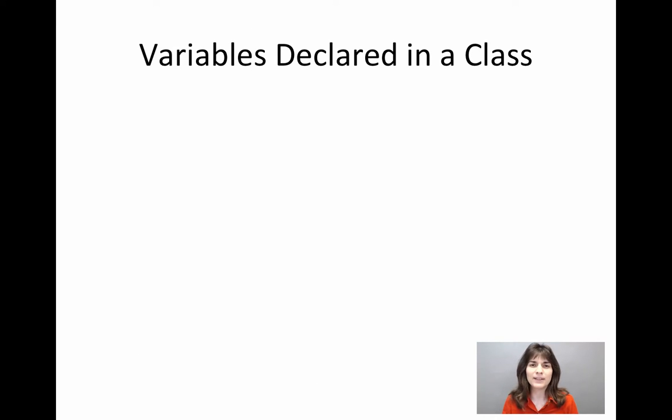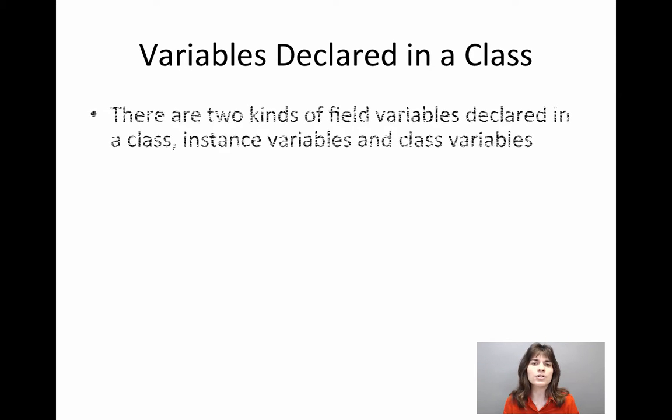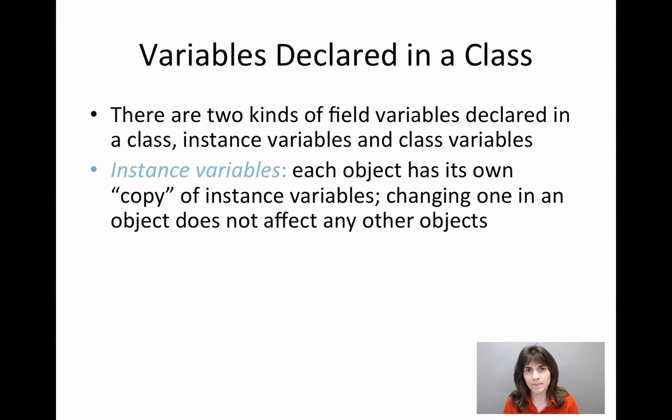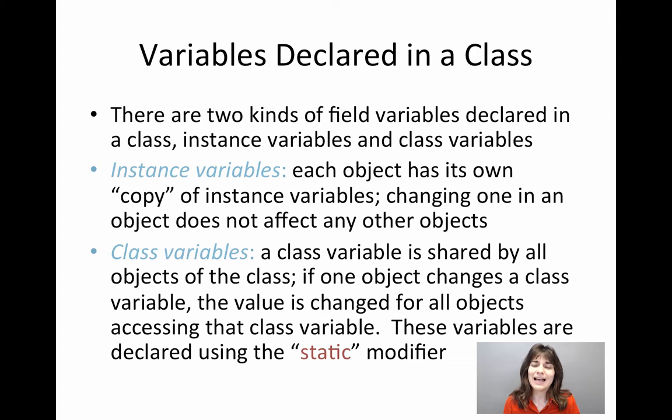In a similar way that we have instance methods and class or static methods, we also have two kinds of variables. We have instance variables and class variables. An instance variable belongs only to a specific object. Every object that we create from a class has its own instance variable. Class variables, on the other hand, are shared by all objects of the class.